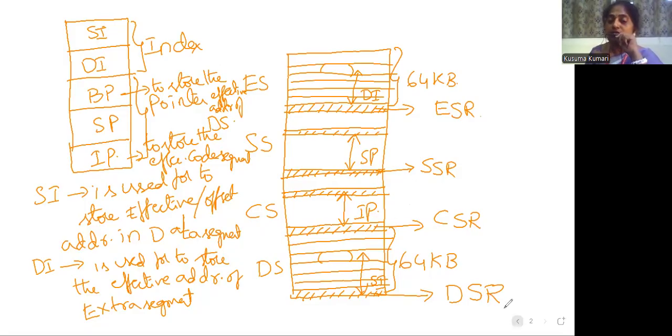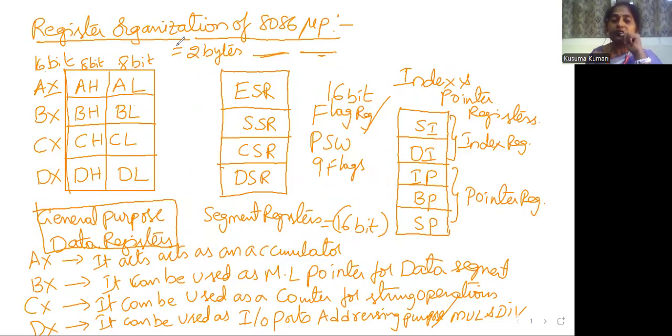Okay. So these are the different register organizations. Totally, what are the register organizations? First, general purpose registers: four general purpose registers, AX, BX, CX, DX, and each general purpose register is divided into two 8-bit parts. That is AL, AH, BL, BH, CL, CH, DL, DH. So that 8086 can perform 16-bit operations or 8-bit operations also. And each register has one unique purpose.